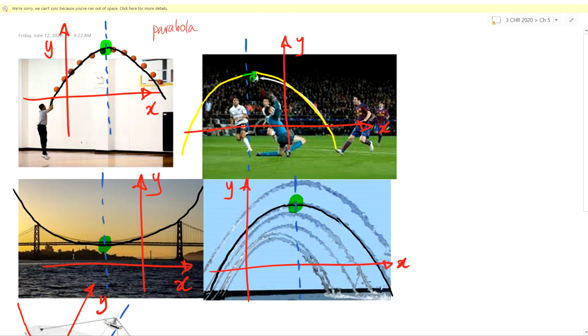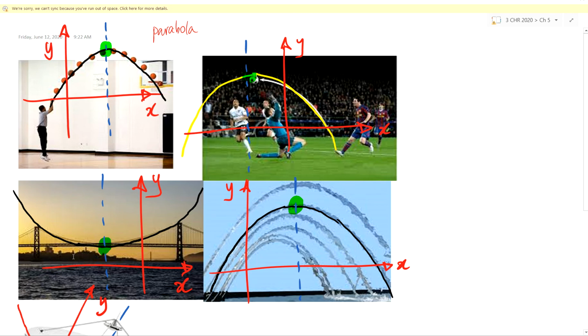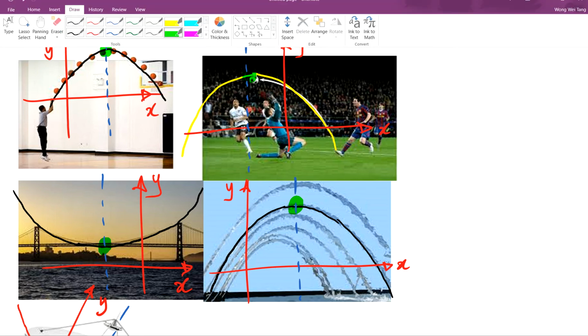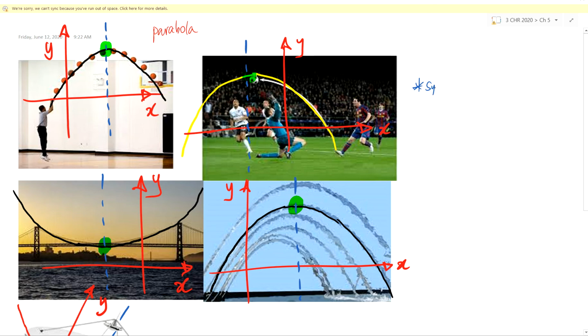So these are some of the things that we need to know about parabolas. So before this, we learned about straight lines. Now we are moving one step further. We are dealing with curves. So these parabolas, we learned that they are symmetrical. They've got a turning point. So a turning point is either a maximum point or minimum point.